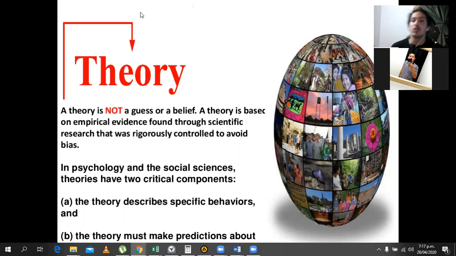So for example, what is our research topic? You have already introduced your research topic. Yes. Now, the theory is going to explain the research topic. Okay, what is the research topic? Example.